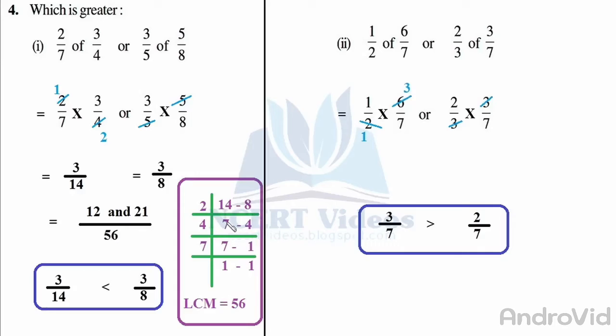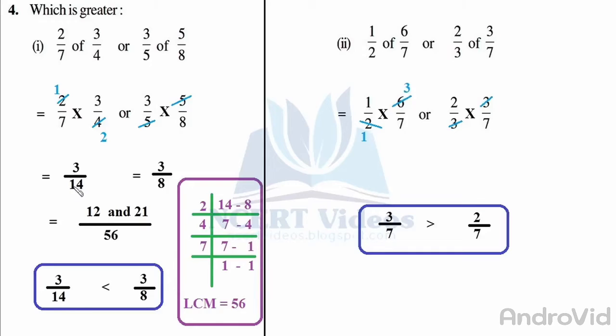So we can take the LCM. 2 7s are 14, 2 4s are 8. Now 4 times 7 as it is, 4 1s are 4, now 7 1s are 7. So when you multiply it, 4 2s are 8, 8 7s are 56. Now we can take the common denominator as 56.